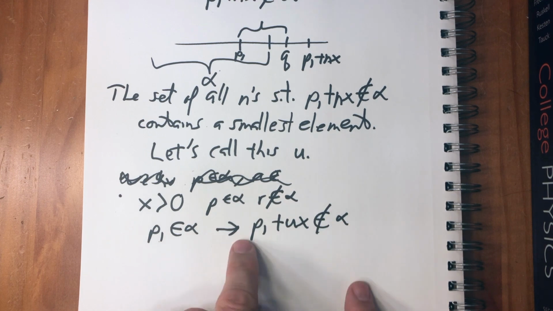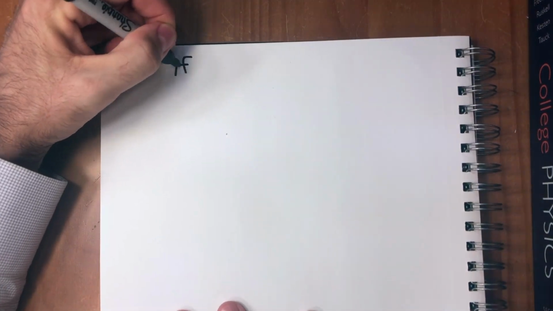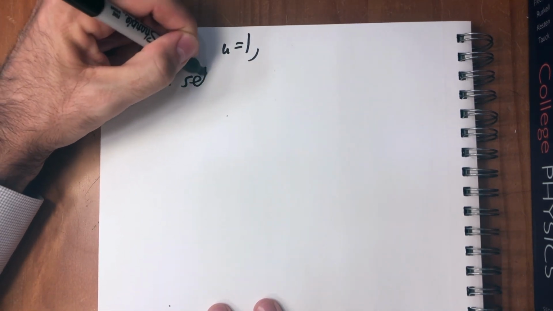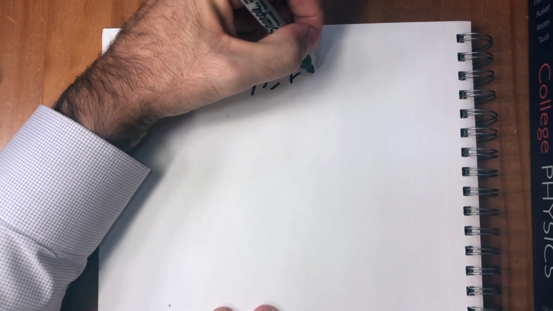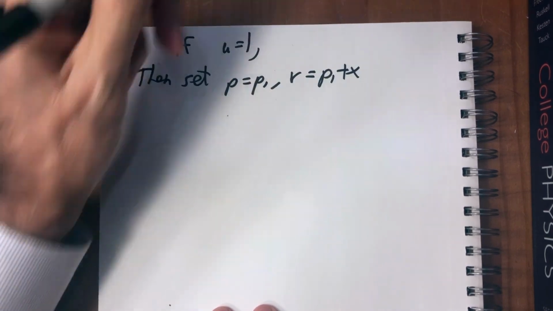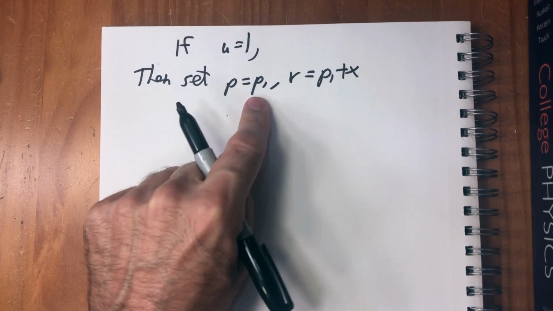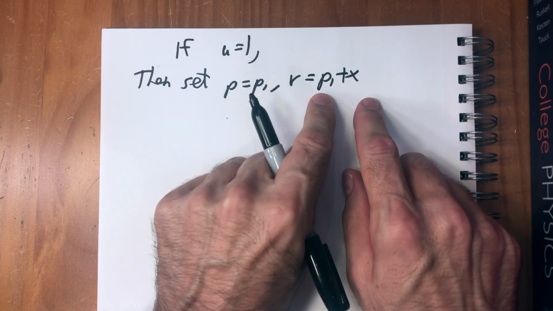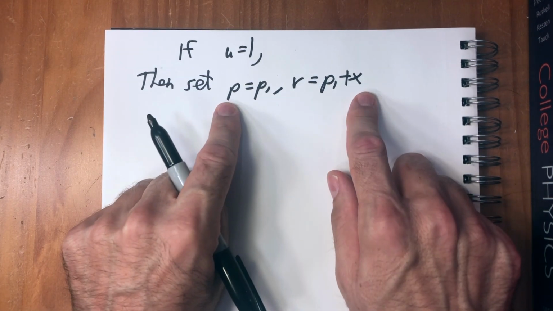So now we just have to look at these, and the result should pop out. So first we'll look at if u equals 1, then set p equals p1 and r equals p1 plus x. So basically p1 is inside alpha, so we're just going to make p that number. And if u is 1, then we know that this number is outside because it's p1 plus 1 times x. So these are clearly going to be x apart, right?